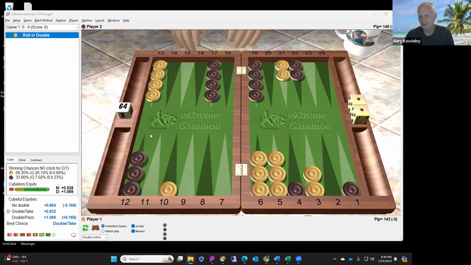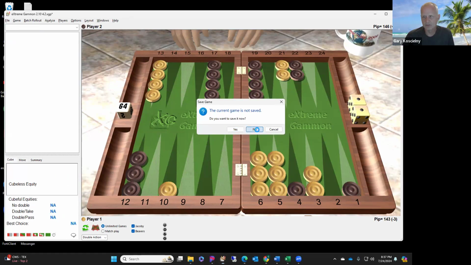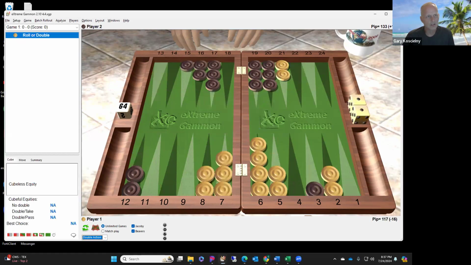So anyway, that's part of the difficulty of backgammon, trying to figure this stuff out. It's not easy. Okay, let's look at one more example and we'll call it a day on this one.